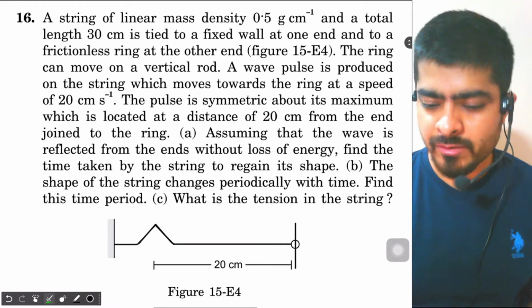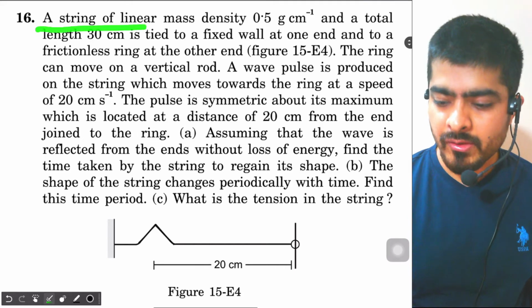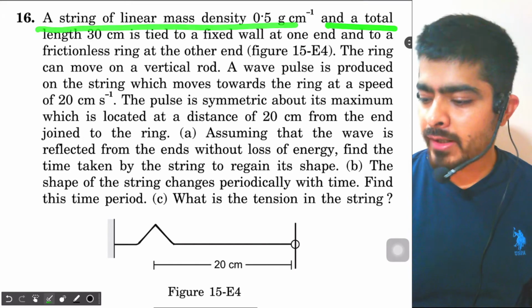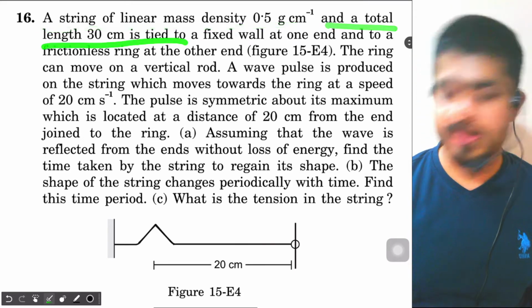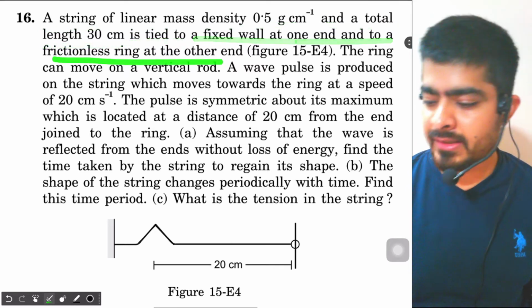Students, see this question number 16 from chapter 15 of HC Verma. The chapter is waves. A string of linear mass density 0.5 and a total length 30 centimeter is tied to a fixed wall at one end and to a frictionless ring at the other end.